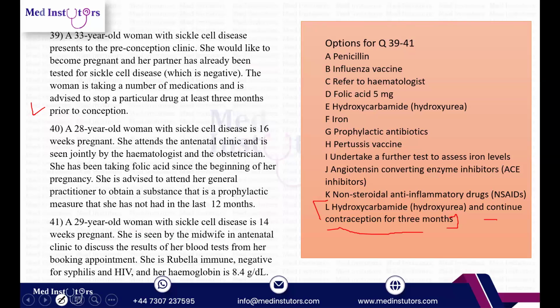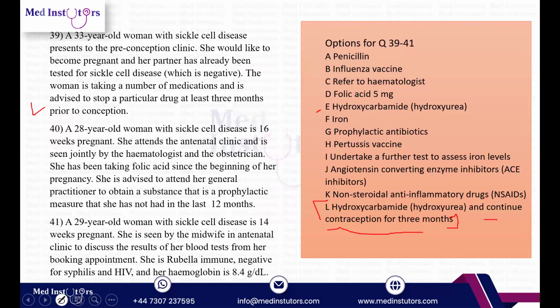Now, if this option was not there in this list, then you would have chosen E. Okay. But when this is given, because this is more correct, right? Because we don't want her to get pregnant in those 3 months. This is the best answer. This is the second best answer. However, if this was absent from the option list, then this would have been obviously correct.